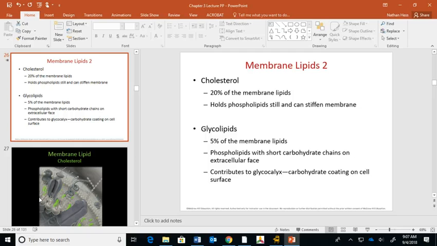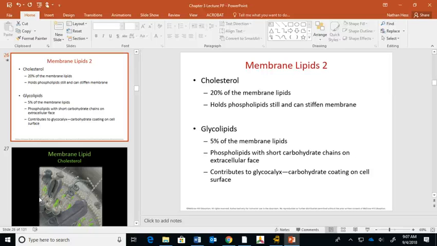The second type of membrane lipid would be cholesterol. Cholesterol helps make the membrane stiffer and more complex because those phospholipids can just move all over the place, shift and change shape. That's why a cell is not some hard or rigid something. It's changeable, it's movable. The cholesterol gives it more stiffness.